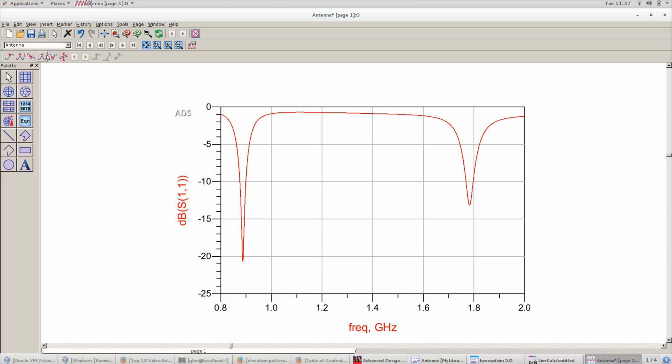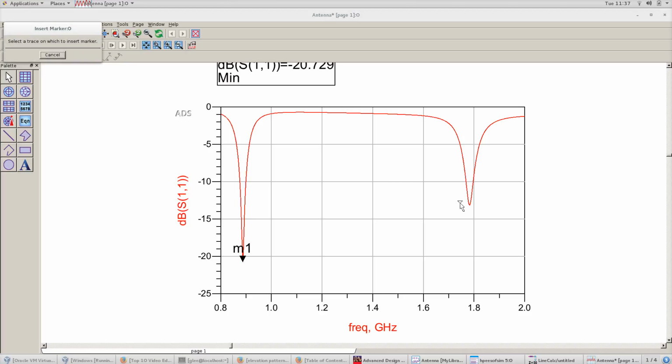And what I'm going to do here is put in two minimum markers. I guess I can't do 2. I'll do a second marker. The reason why is because it's doing the minimum of the entire trace, which is the lowest point.